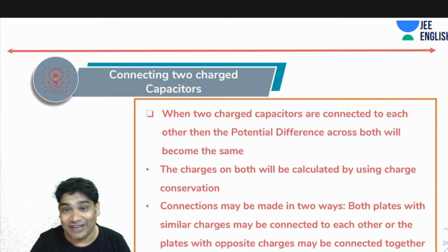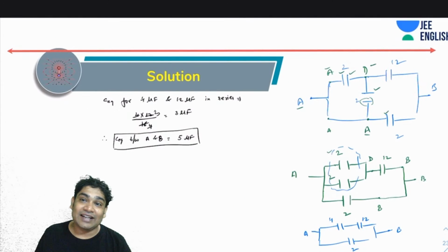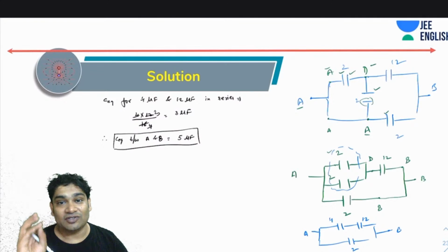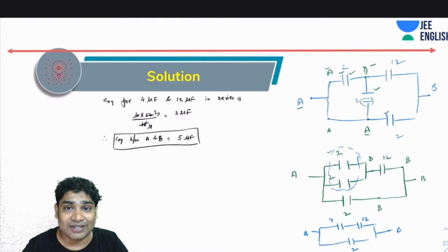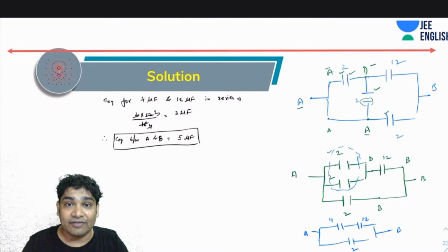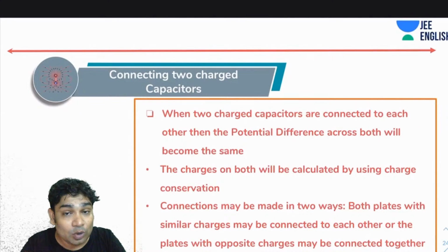Alright, next let's talk about connecting two charged capacitors. So we are done with the circuit solving. This is everything that I wanted to tell you about circuit solving. You can use Kirchhoff's laws, you can use symmetries, and you can use your normal series parallel combinations by marking the potentials at different points.